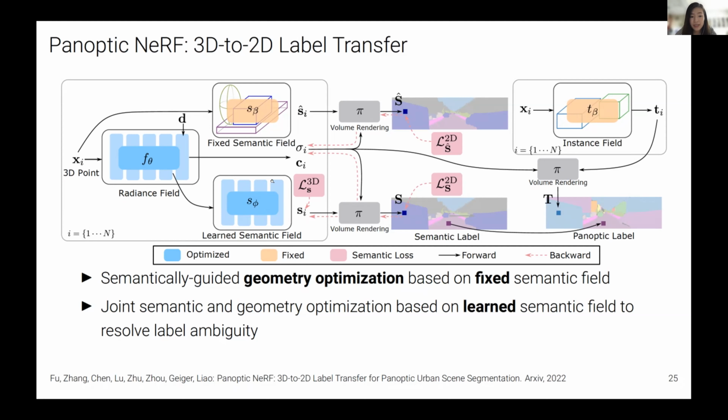And then we further have this learned semantic field to resolve the label ambiguity between the overlapping region of the 3D bounding primitives, which is supervised by the 3D bounding primitives as well as the noisy 2D predictions. Finally, we also have this incident field that is determined by the 3D bounding primitives.